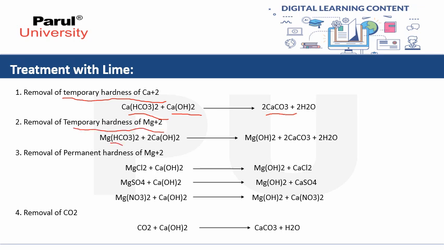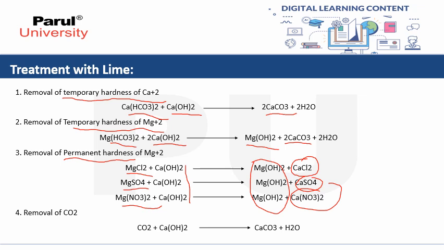Also, the magnesium bicarbonate reacts with the lime and forms magnesium hydroxide and calcium carbonate. For removal of permanent hardness, magnesium chloride, magnesium sulfate, and magnesium nitrate, if present in water, will react with this lime and form magnesium hydroxide, which gets accumulated at the bottom of the chamber. It also forms calcium chloride, calcium sulfate, and calcium nitrate.